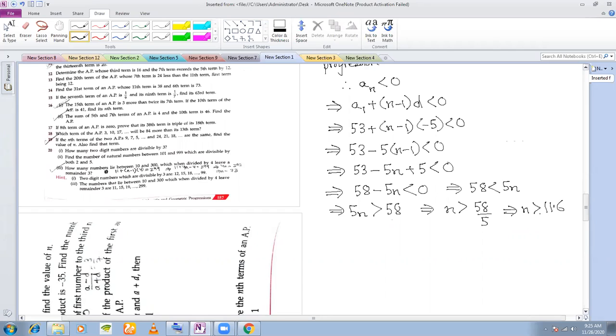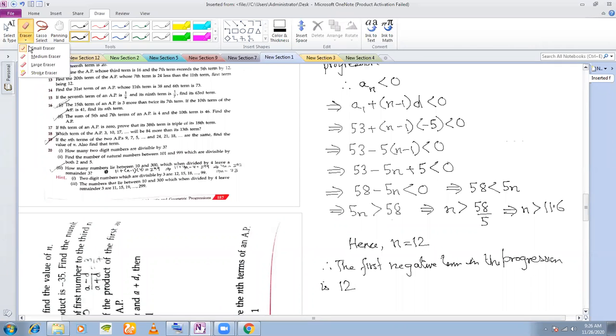Right? So if n is greater than 11.6, and n can only be a positive integer, what should be the first value of n? What is the first natural number greater than 11.6? Sir, 12. So hence n is equal to 12. So which is the first negative term? Therefore, the first negative term in the progression is the 12th term.